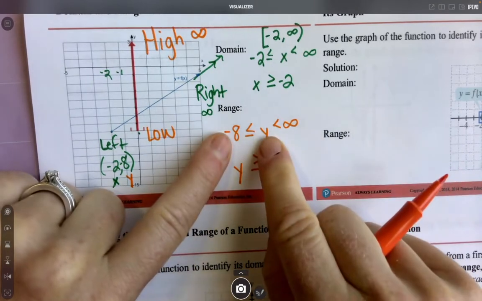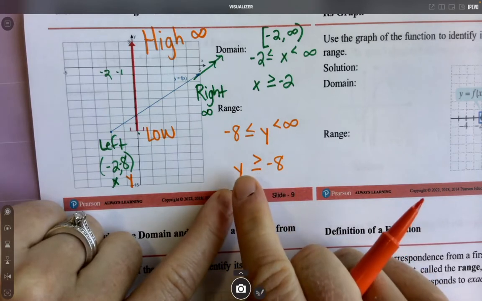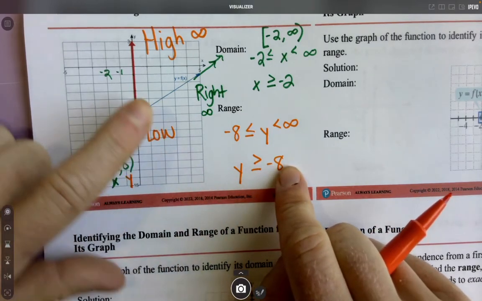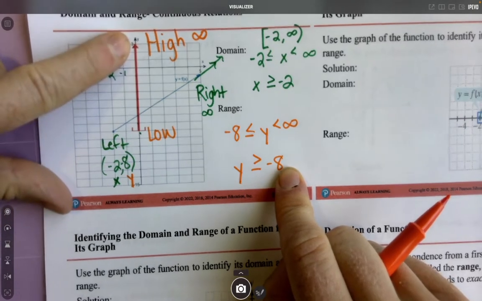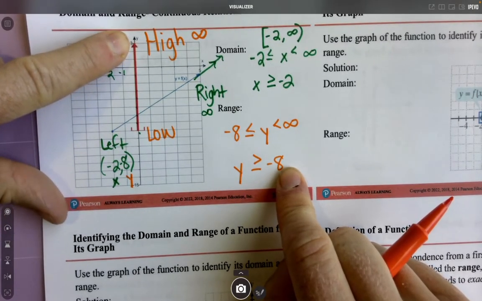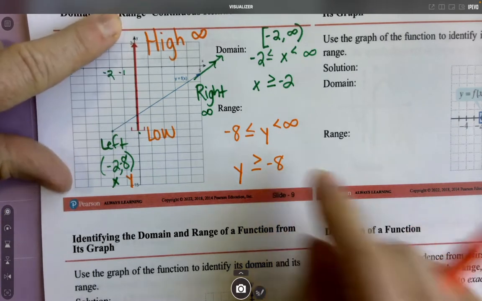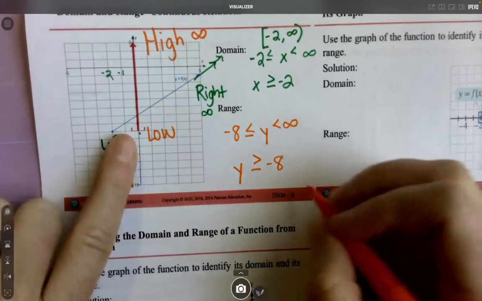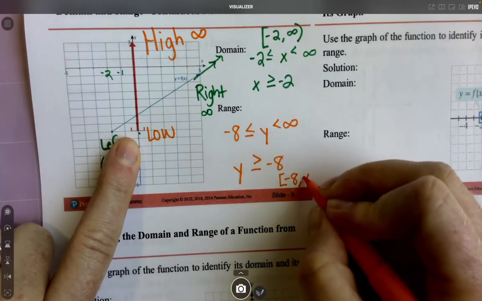Whenever I flip the number and the variable, I have to flip the symbol. So that's why it's like this. So this says y is greater than or equal to -8. So it's going to start at that -8, and it's going to go to infinity. So greater than or equal to -8 means -8, and then anything higher than that. So interval notation would be -8, because it's included, to infinity.